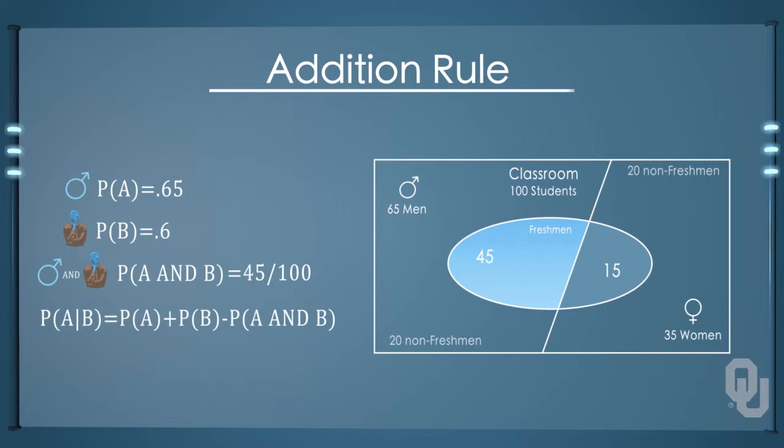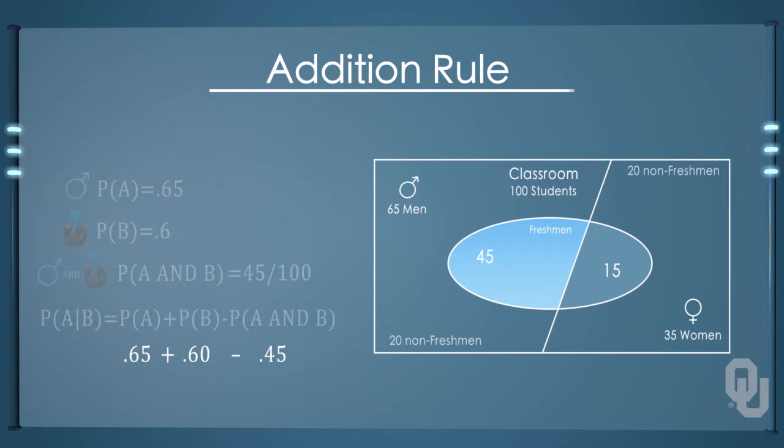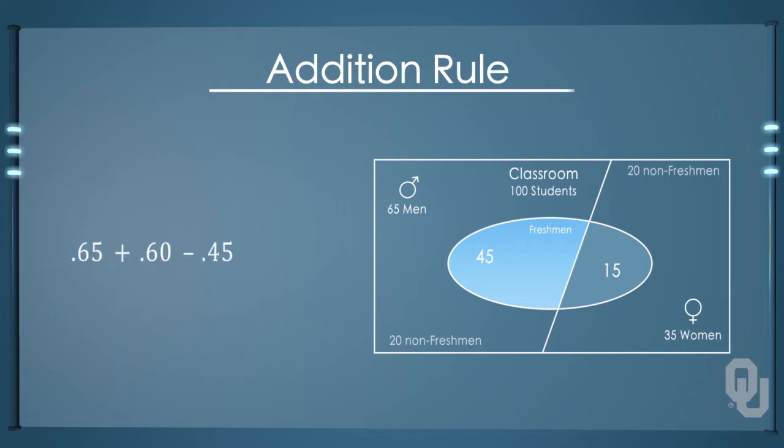The solution is: probability of A equals 0.65 males, probability of B equals 0.6 freshmen, probability of A and B equals 0.45 freshman males. So the probability of randomly drawing a name from the class roster and getting either a male or a freshman is 0.65 plus 0.6 minus 0.45, equal to 0.8.